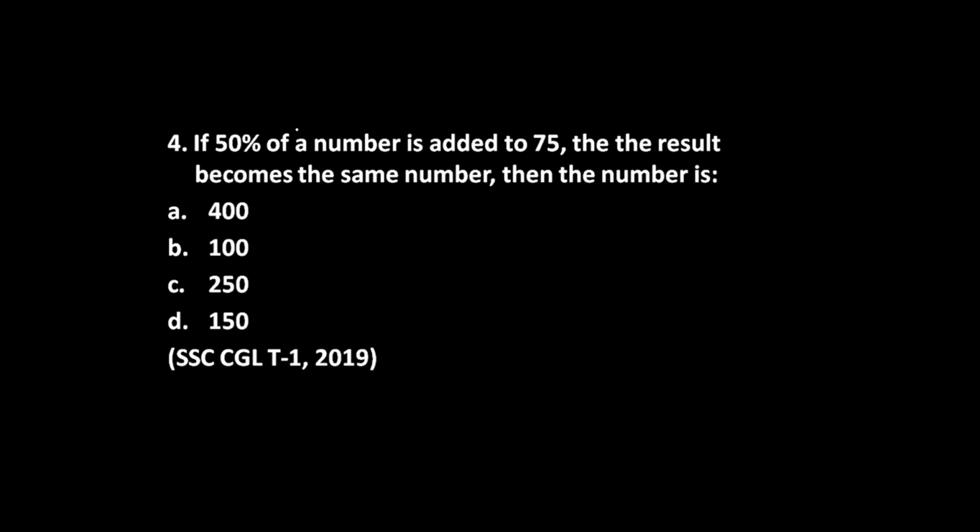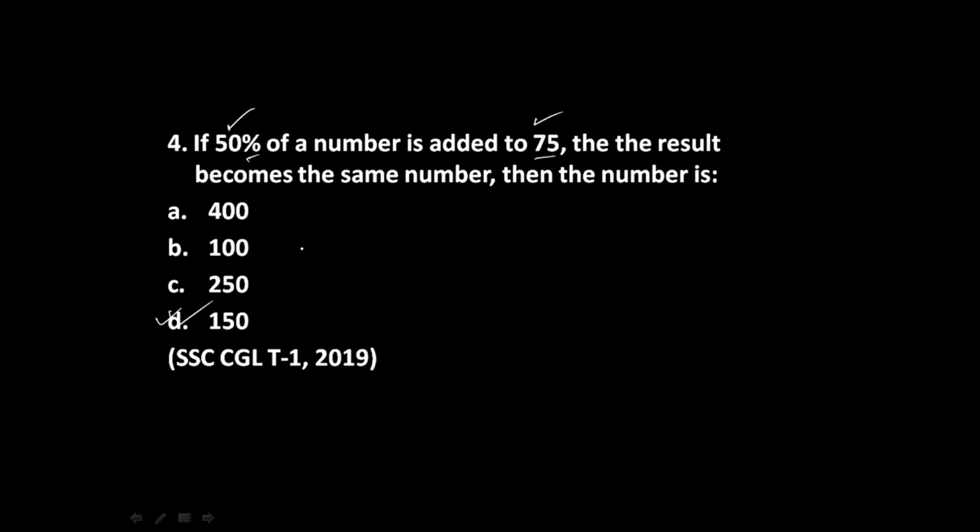Number 4. If 50% of a number is added to 75, the result becomes the same number. Then the number is... So it says that 50% of the number is added to 75 and the result becomes the same number. So it says that 50% of the number is 75. According to the question, 50% of the number is 75. So the total number is what? 150. To solve this question, you don't have to touch the pen.